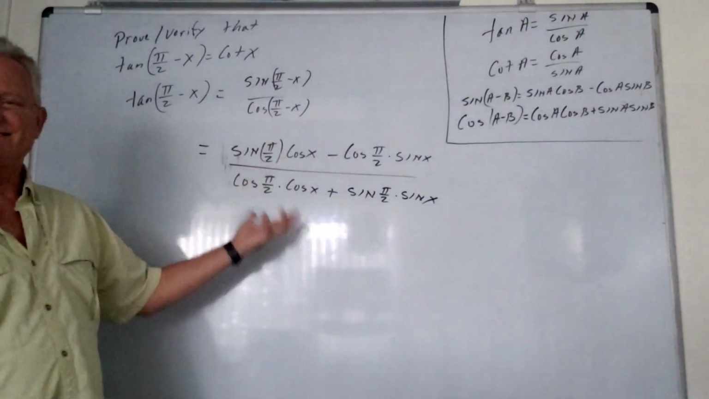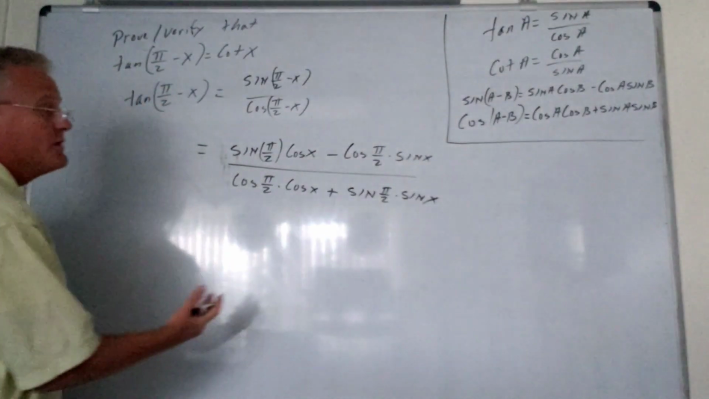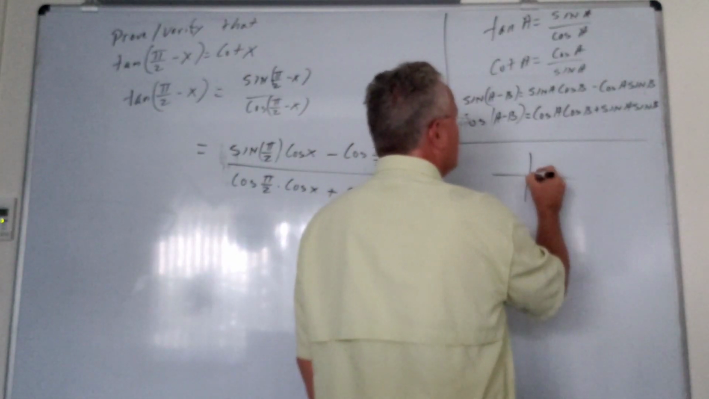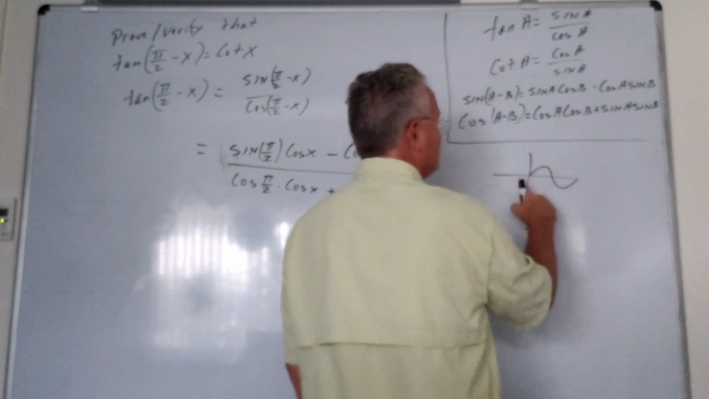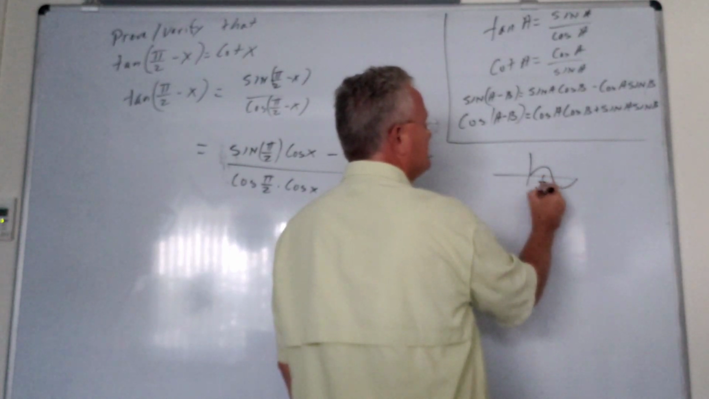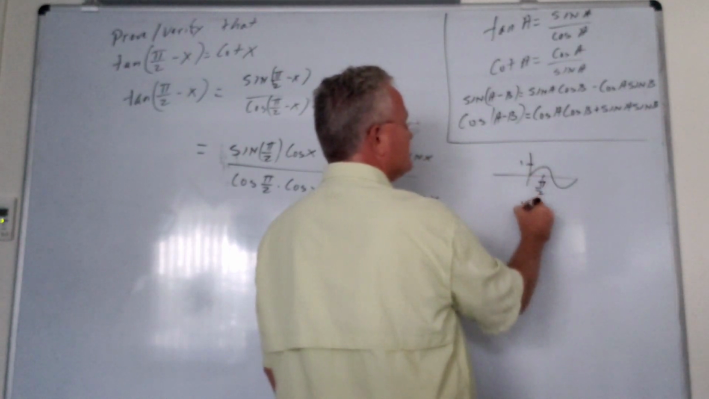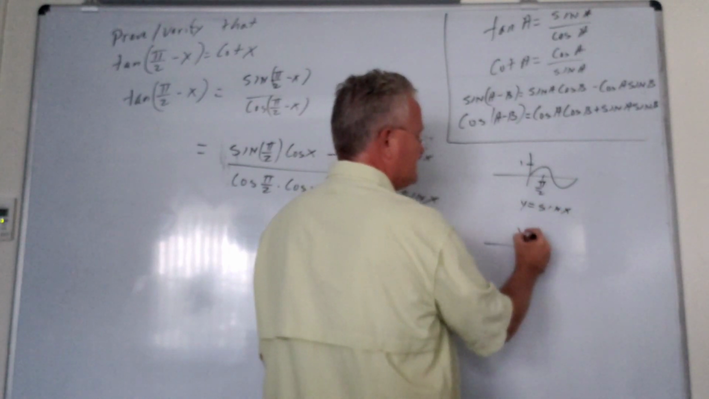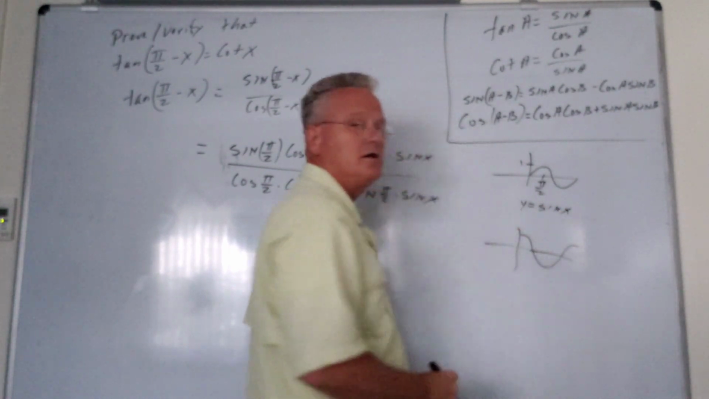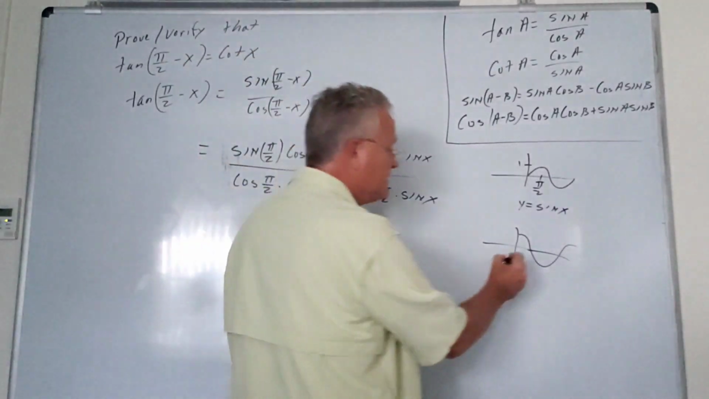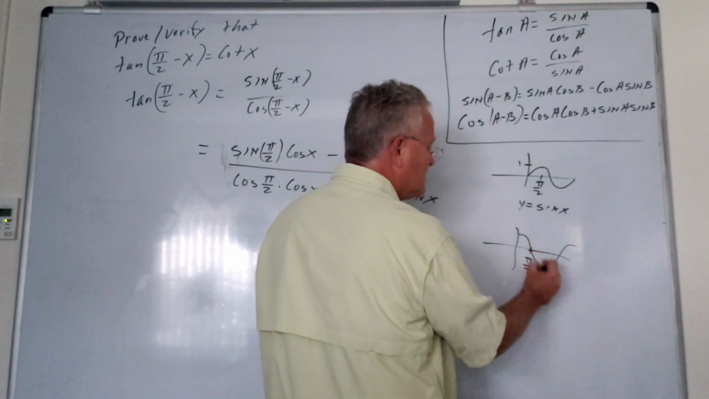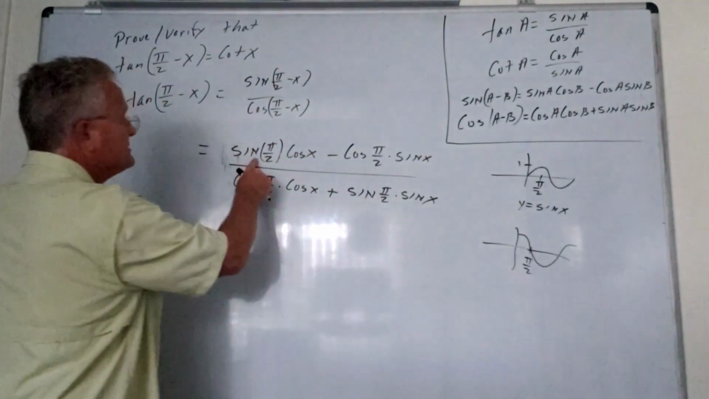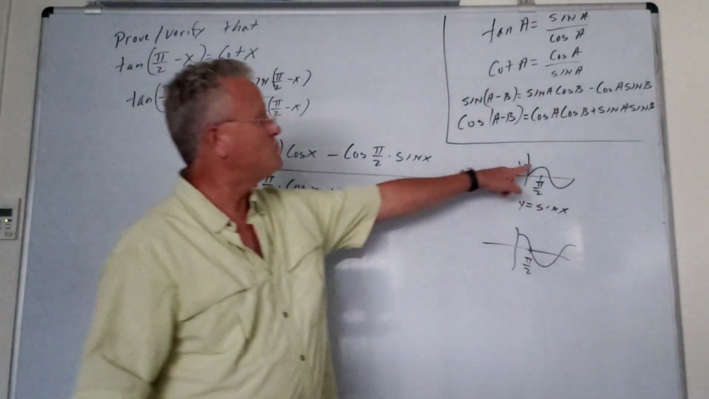Okay, so now what is the sine and cosine of 90 degrees? Well, we need to remember the graphs of sine and cosine. Here's the graph of sine, and at 90 degrees, the value of sine is 1. Likewise, this is the graph of cosine, and we can see the cosine of 90 degrees is 0. So the sine of 90 degrees is 1.